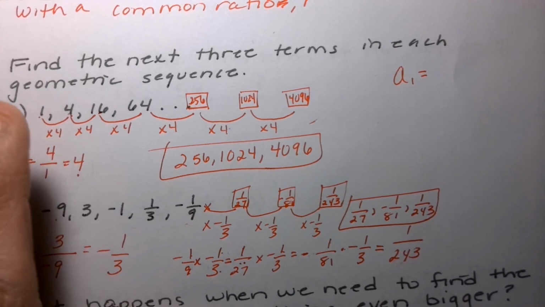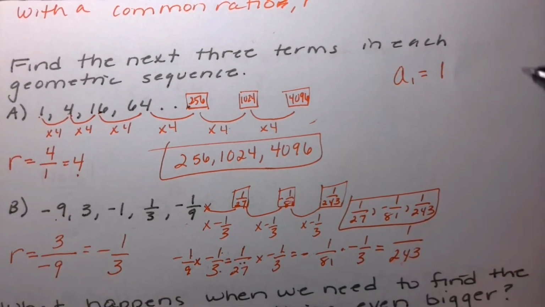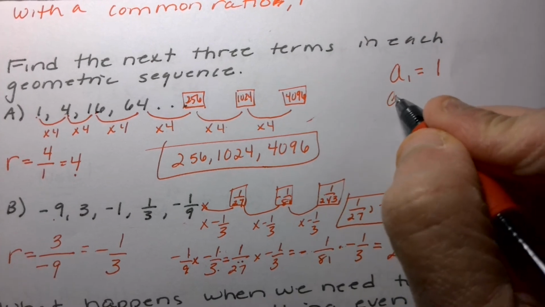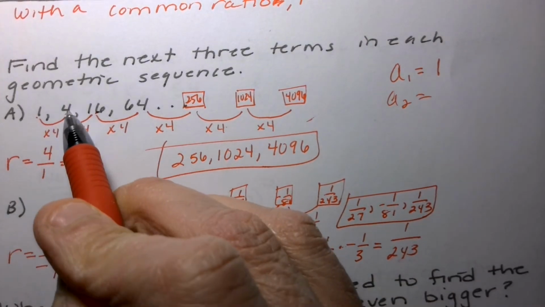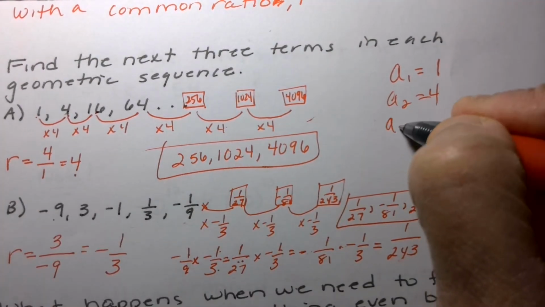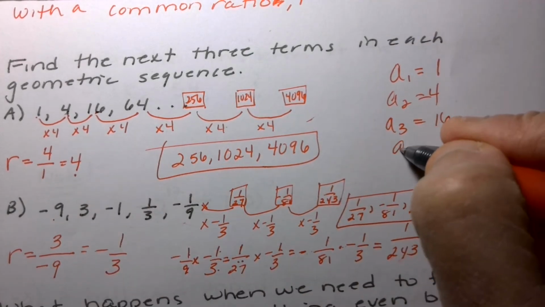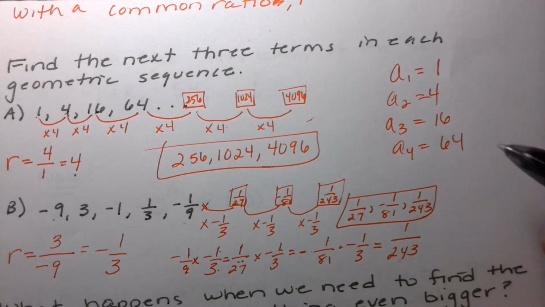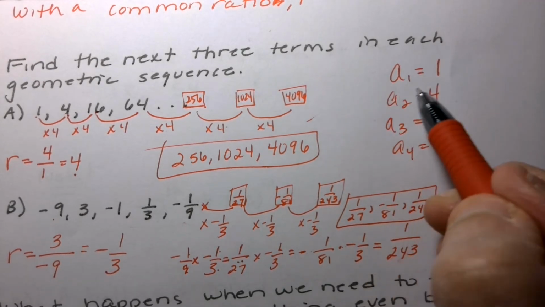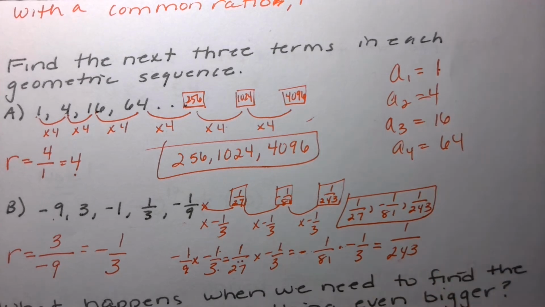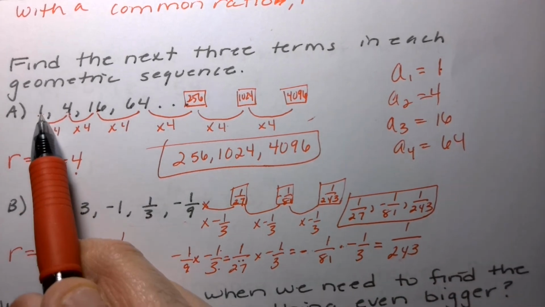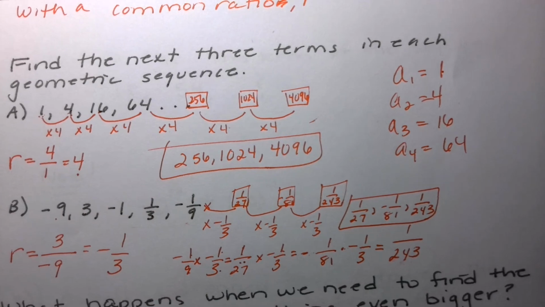It's whatever's in the first place. It means my first term, 1. My a sub 2 is 4. My a sub 3 is 16. And of course my a sub 4 is 64, and so on. Okay, so remember that this whole thing, a sub 1, represents whatever is in place of that first term. And there it's a 1.